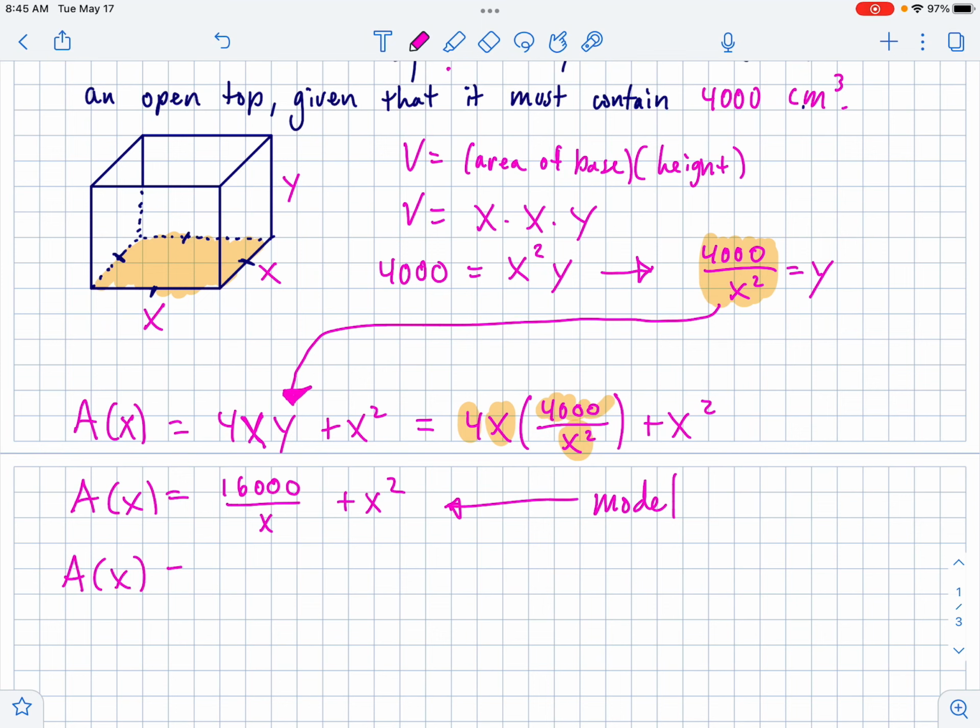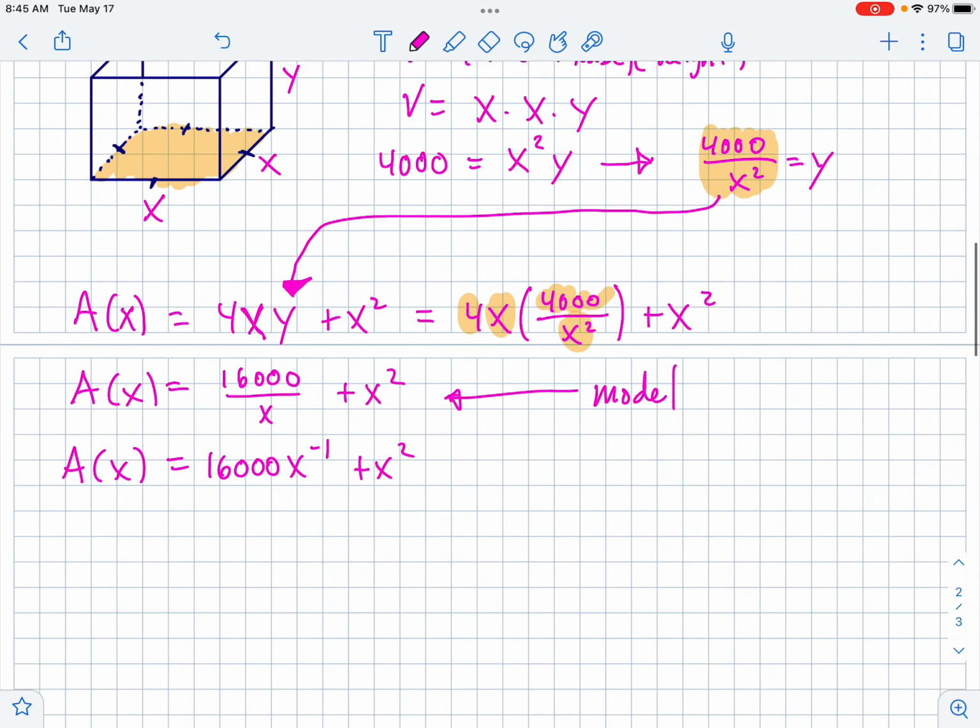Before we take the derivative, you have to do a little rewrite with that x in the denominator and say this is 16,000 x to the negative 1 plus x squared. And then you can get A prime of x. So A prime of x is equal to, remember, bring the negative 1 out in front and get negative 16,000 x to the negative 2 plus 2x.